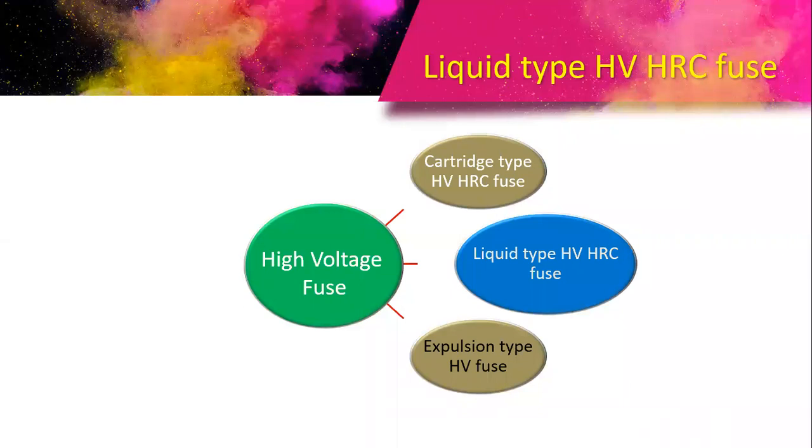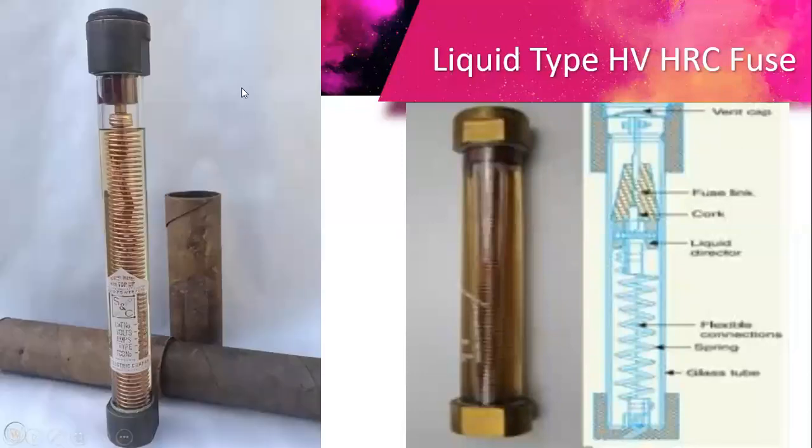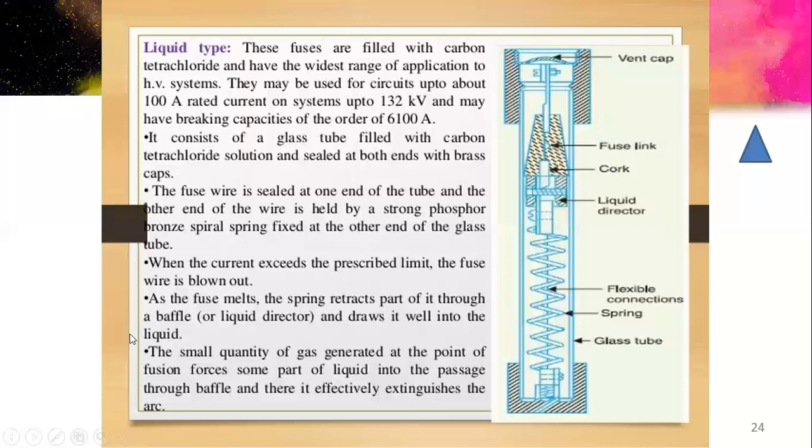Now coming to the liquid type HRC fuses. You can see here, this is a liquid type HRC fuse. Diagrammatically, this is one thing: this is a phosphorus bronze, one spring, and this is a material. Just like this, inside it is filled with liquid carbon tetrachloride. This is the arrangement.